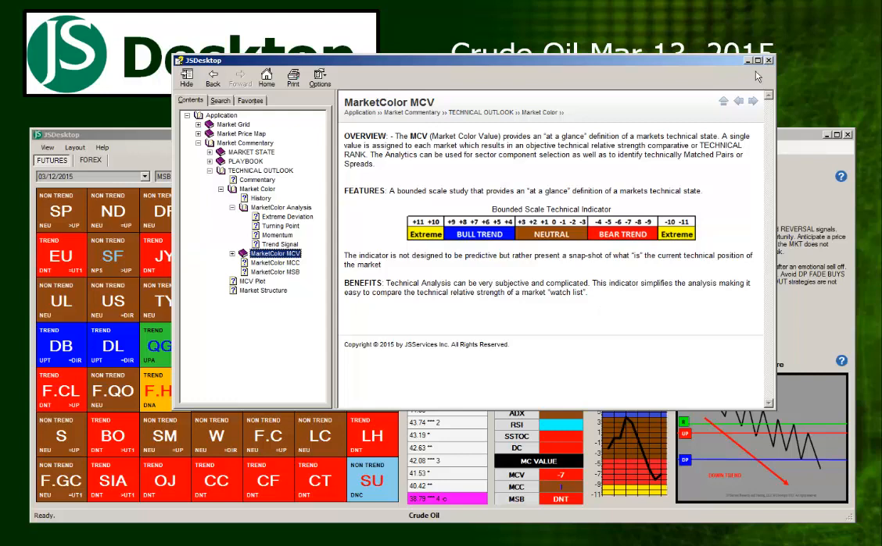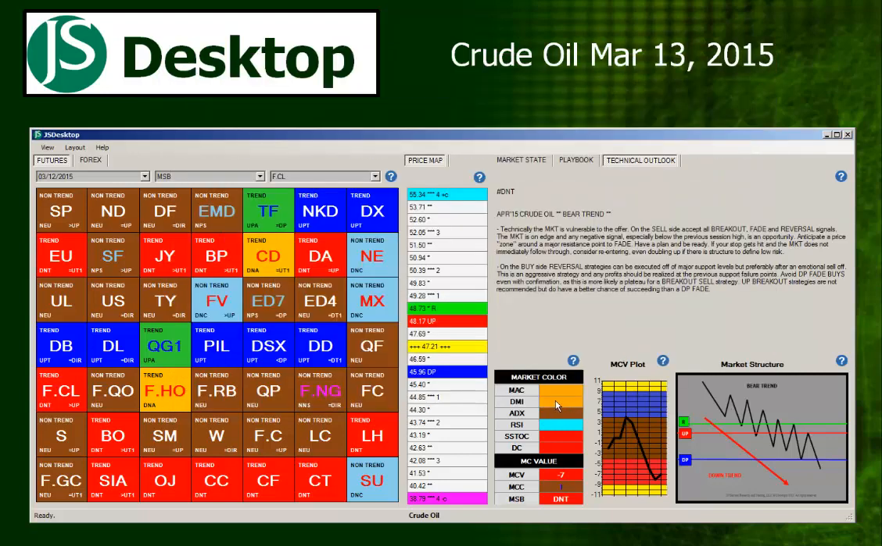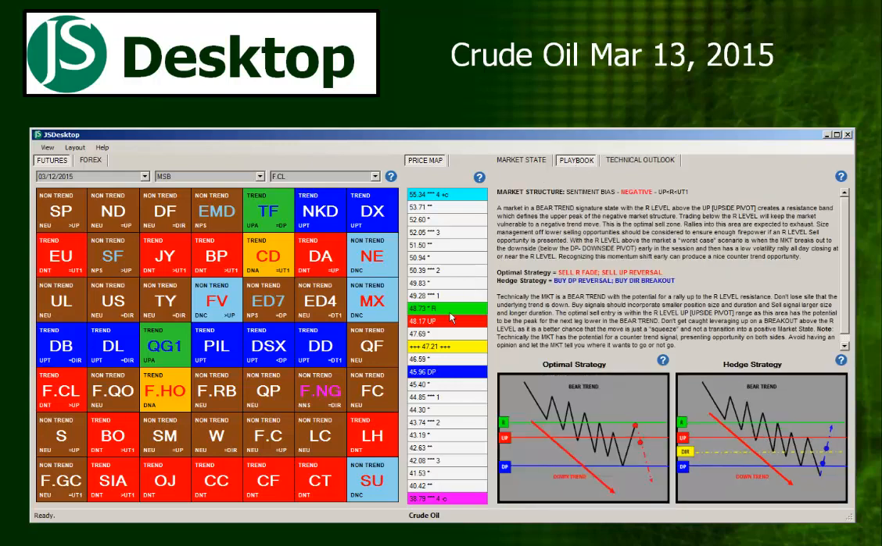And on the technical indicators, we've got the market color indicators. We've got some sell signals going on here in the DMI and the moving average strategies. Taking a look at the structure, sentiment is above the market, with the R level above the upside pivot, so it's creating a resistance band above the market. We want to sell against this area, looking for sell opportunities.